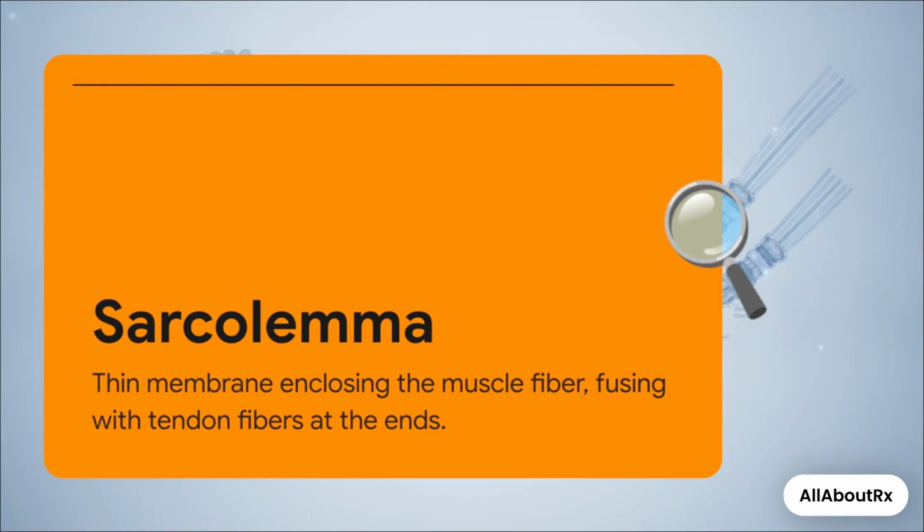Enclosing this entire individual muscle fiber is a thin membrane called the sarcolemma, which actually fuses right into your tendon fibers at the ends. Inside this membrane, you've got the sarcoplasm, which is packed with mitochondria pumping out ATP, and the sarcoplasmic reticulum, which, as we'll see soon, is absolutely crucial for storing and regulating calcium.